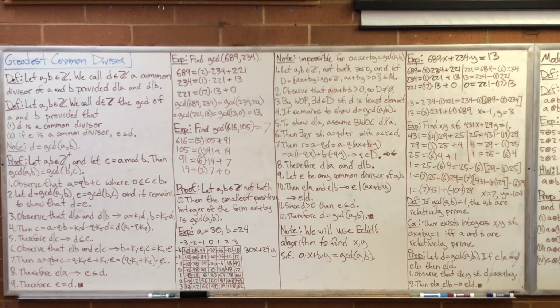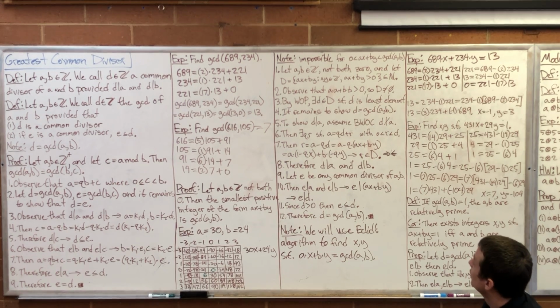Didn't we prove that? Like, right there? No, all we proved is that if E is a common divisor, it's less than or equal to D. But we didn't know that E is actually a divisor of D. We didn't prove that. We did it right there. Look at number 10 of your proof. You're right.